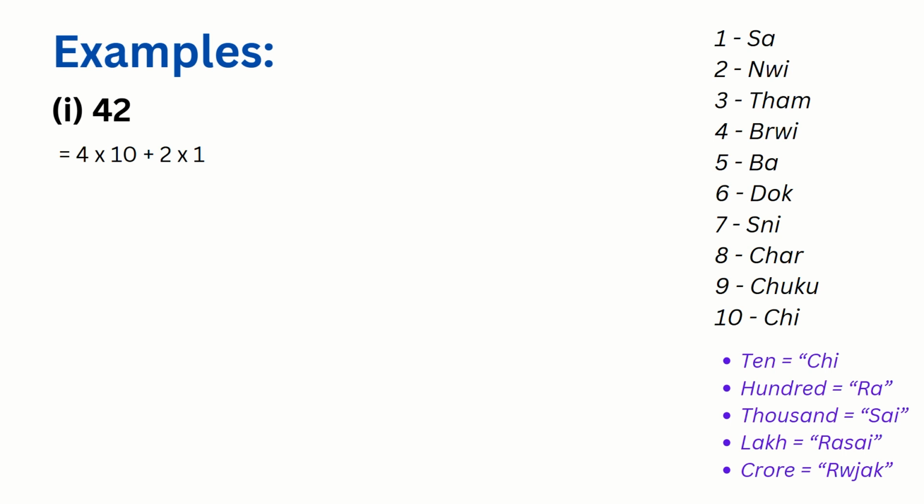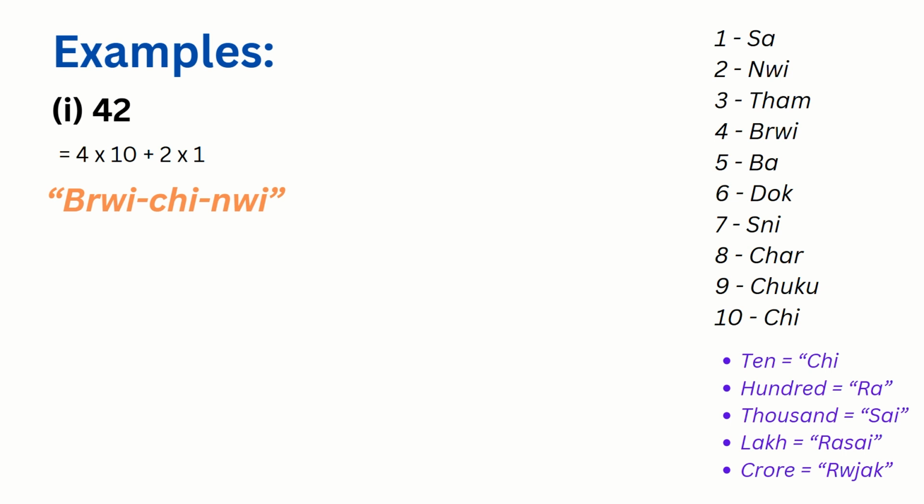What we need to do is just put the terms corresponding to these individual numbers. For example, for 4 in Kokborok we say bri, so just add bri, and for 10 we say chi, so just concatenate chi, and for 2 we say nui. So add nui also, and we do not add up the term of the ones place.